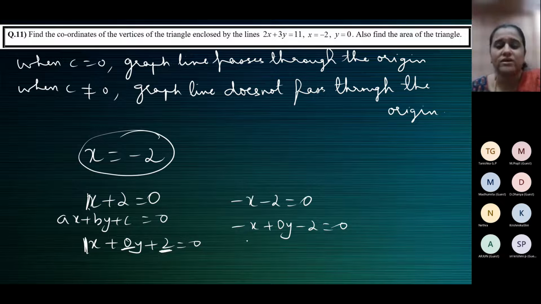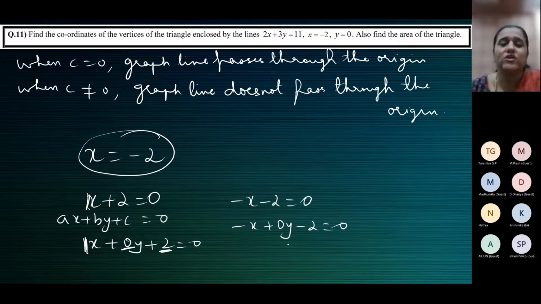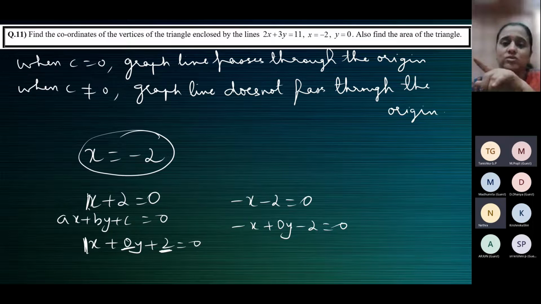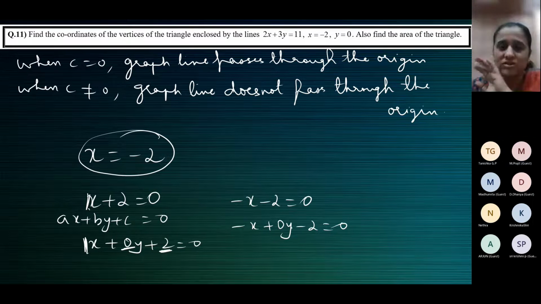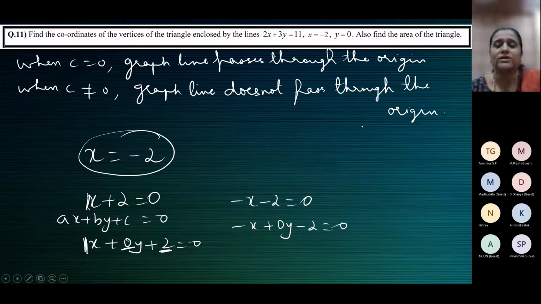What's the value of a? Minus 1. What's the value of b? 0. What's the value of c? Minus 2. C is minus 2. No, it's not 0. So it will not pass through the origin, which is x is equal to minus 2.